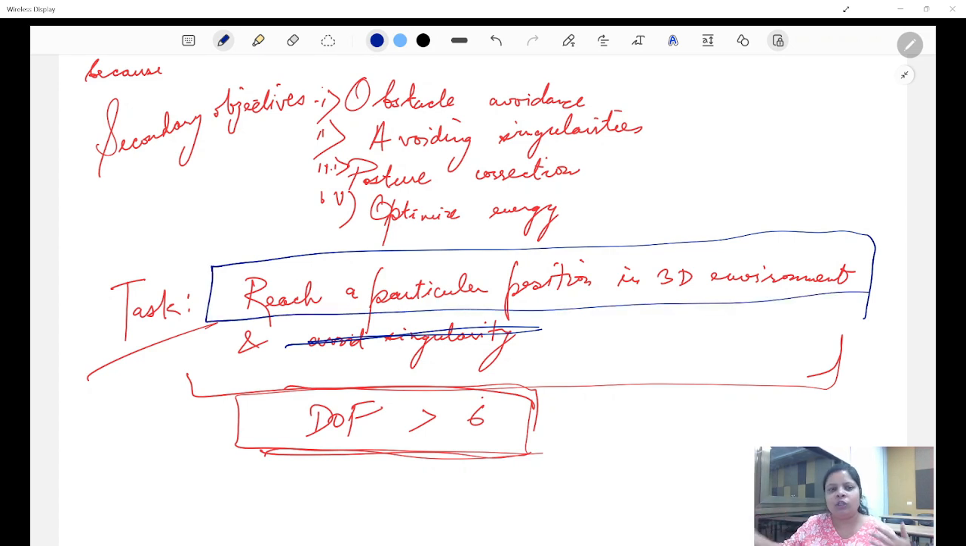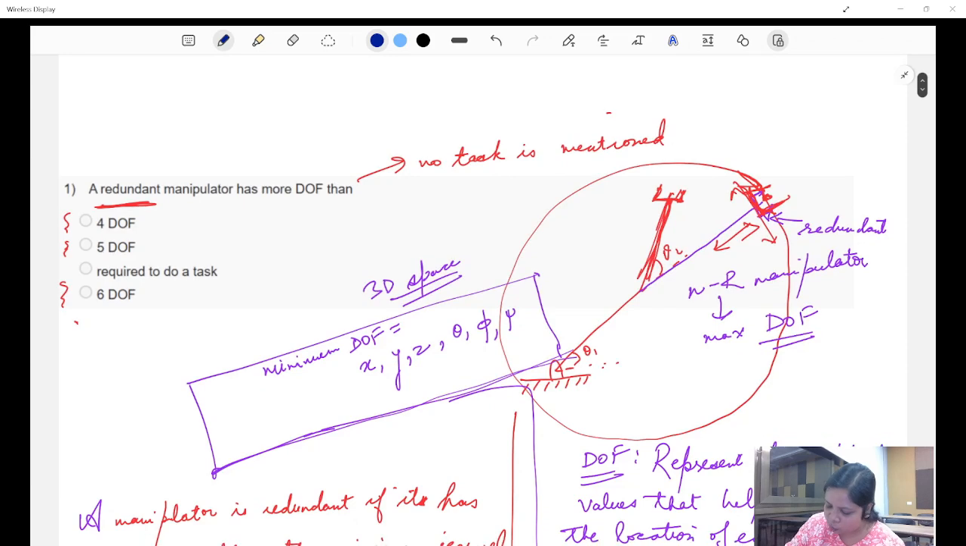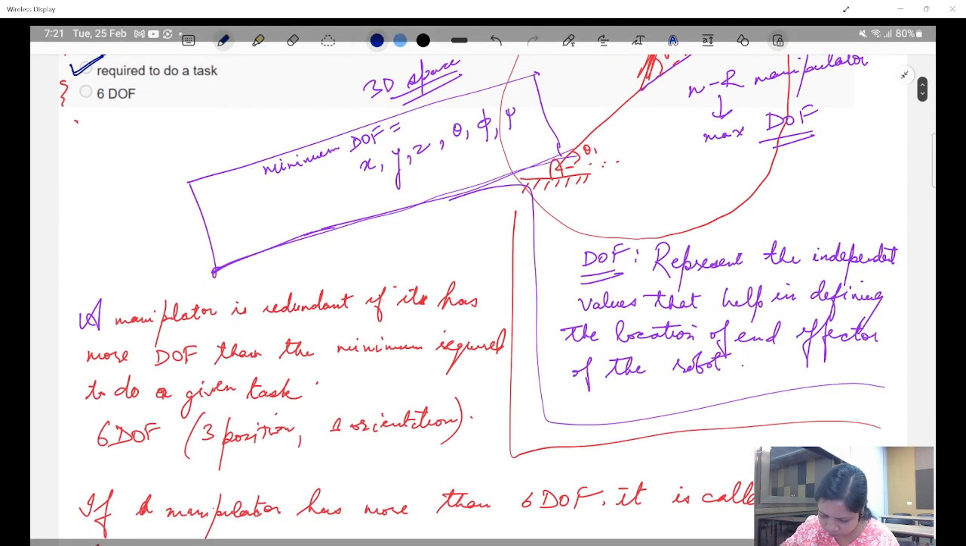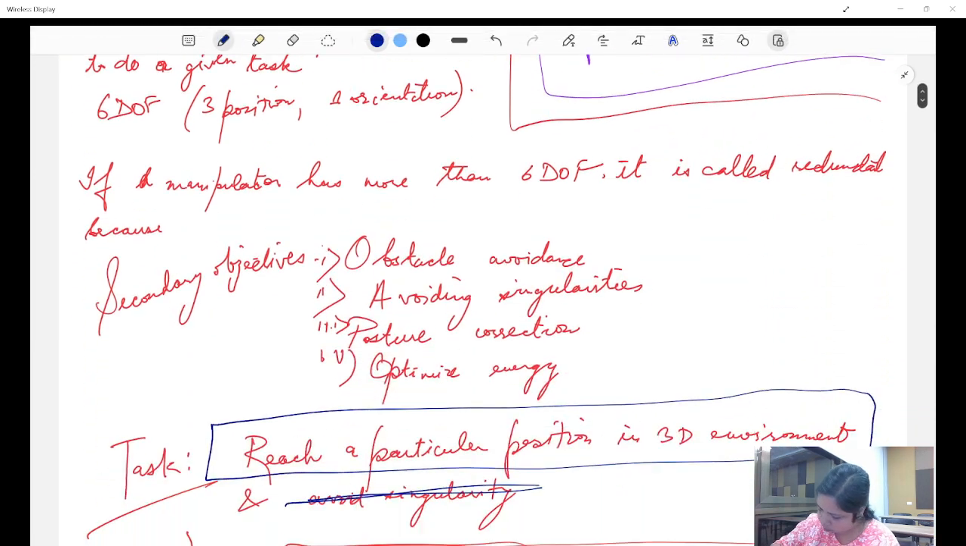If I have any more than 6, let's say in the human hand you have 7 degrees of freedom, right? Then it is more than required to do a task. So your answer should always be that whatever task I need to do, if I have more degrees of freedom than that, then my manipulator is redundant.